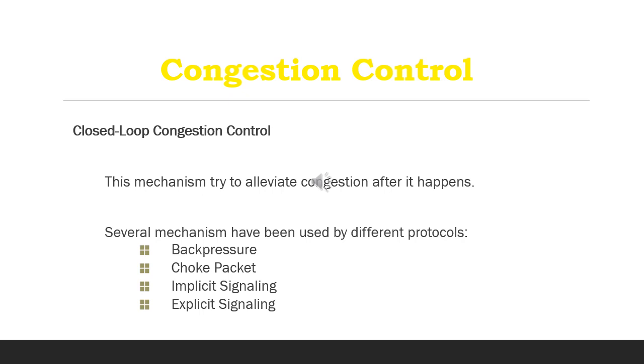Closed loop congestion control. This mechanism tries to alleviate congestion after it happens. Several mechanisms have been used by different protocols: back pressure, choke packet, implicit signaling, and explicit signaling.